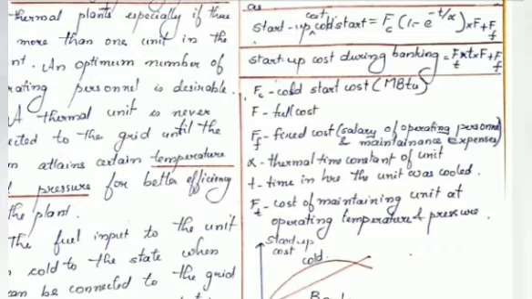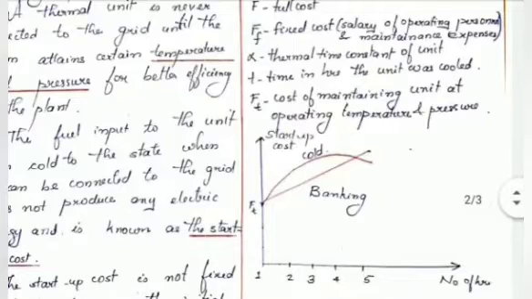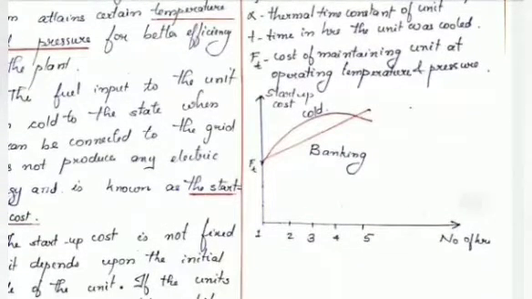Startup cost during banking is equal to FT into T plus FT into T into F plus FF, where FT is the new term. FT is the cost of maintaining the unit at operating temperature and pressure. Okay, now you can just see a curve of the two types of startups. One is cold startup and the second one is the banking startup cost. Okay, number of hours is represented here.